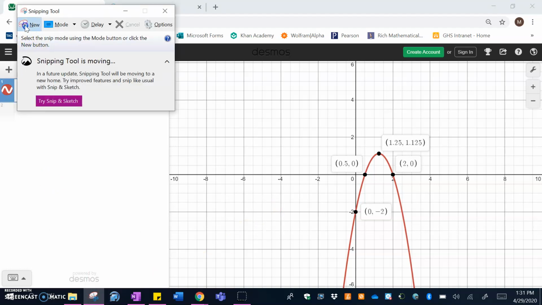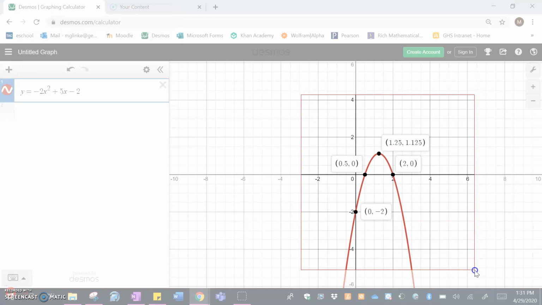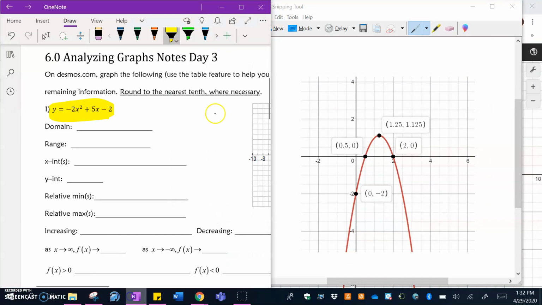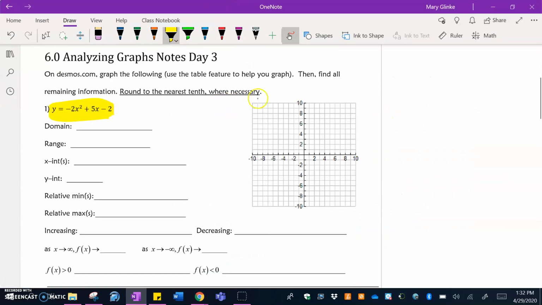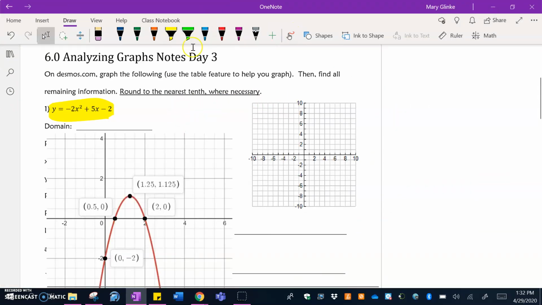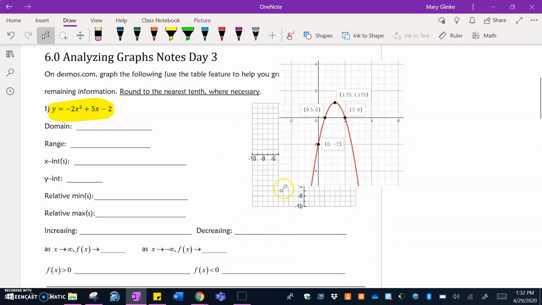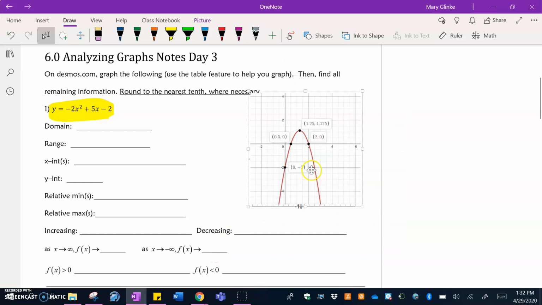I'm going to use my snipping tool, and I'm going to go ahead and just snip this picture. Because now that I have graphed it in OneNote, what I can do is go ahead and paste that picture, and I can use this image now that I have created it to analyze this graph. Okay, so we had to go and create the graph. Again, I used desmos.com, and then I just snipped a picture of it and put it in my notes now.